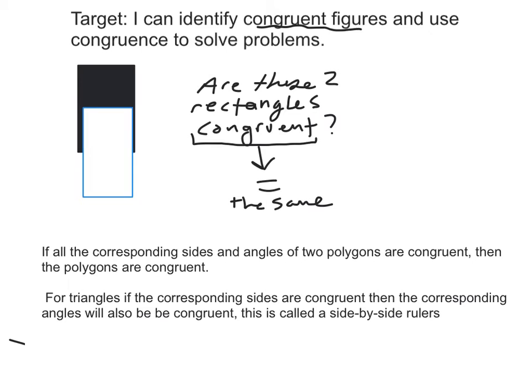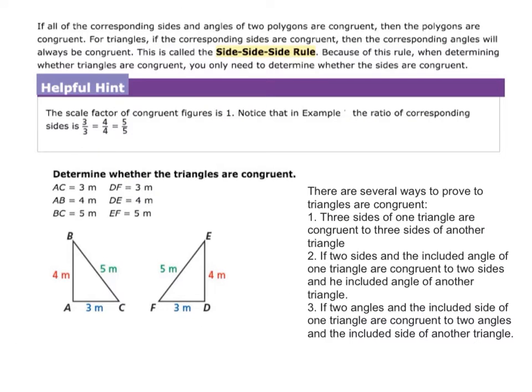In congruent figures, if all the corresponding sides and angles of two polygons are congruent, then the polygons are congruent. For triangles, if the corresponding sides are congruent, then the corresponding angles will also be congruent. This is called the side-side-side rule. So this lesson deals with polygons and triangles. And for triangles, if the corresponding sides are congruent, then the corresponding angles will always be congruent, as I said in the first slide. This is called the side-side-side rule.